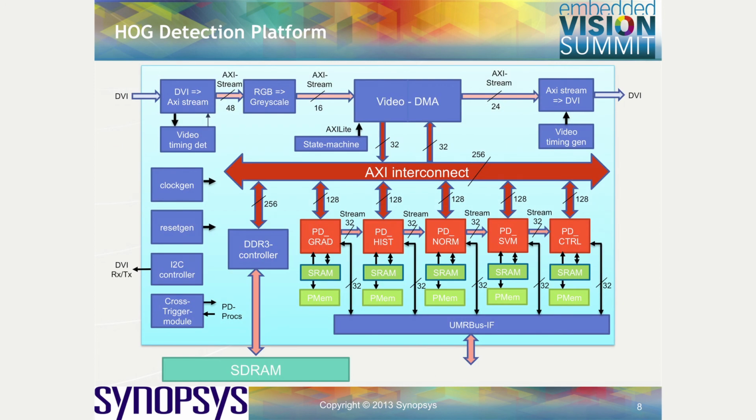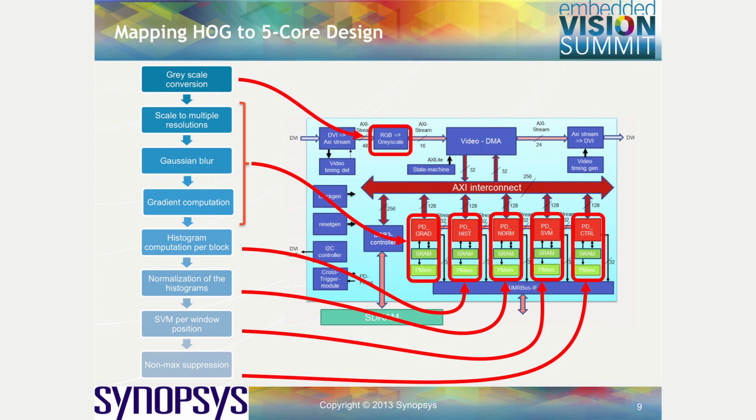This is what the platform looks like. It has a DMA that streams in the video to an SDRAM controller and streams it out back. And there are 5 processors in there specialized for performing the different tasks of the HOG algorithm, each having their own local memory.